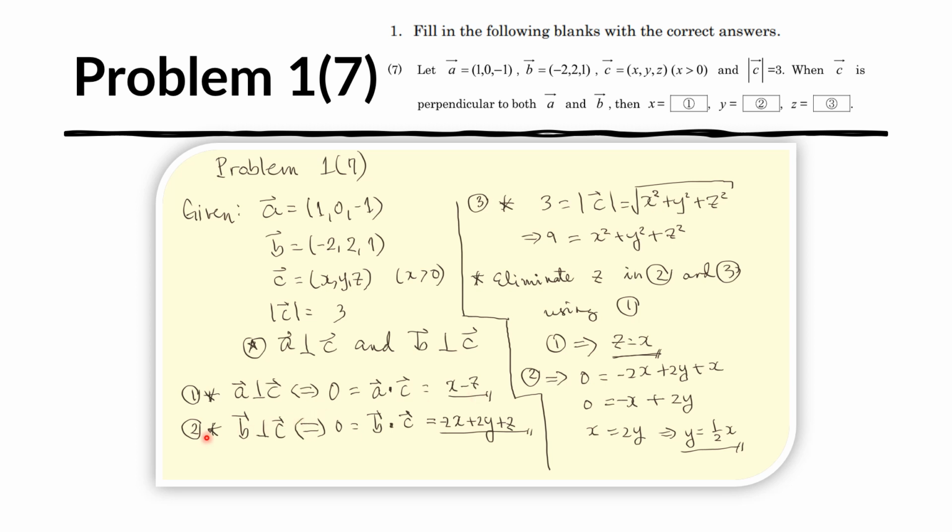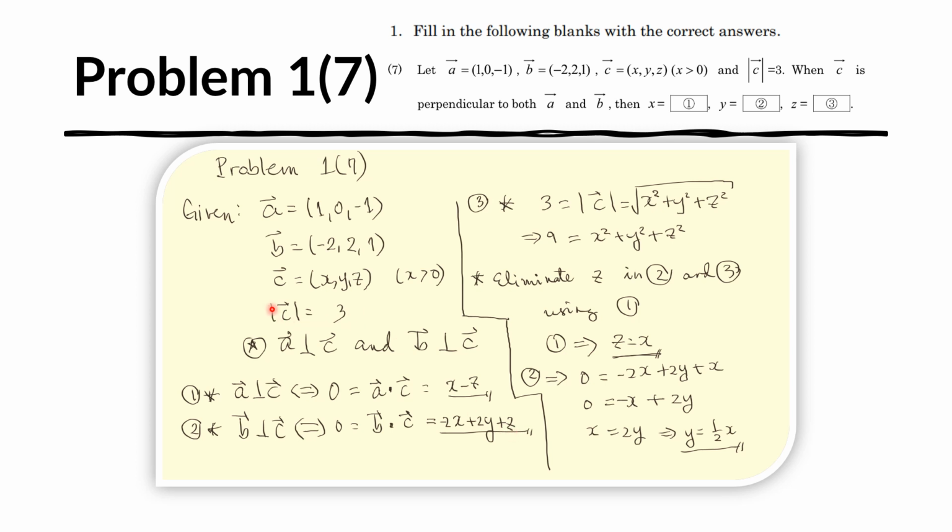We also see that the vector b is perpendicular to vector c. So their dot product is also 0. And again, the dot product can be expressed in terms of the components of b and c. So the first component is minus 2 times x, which is minus 2x. The second component is 2 times y, that's 2y, and the third is 1 times z, it's just z.